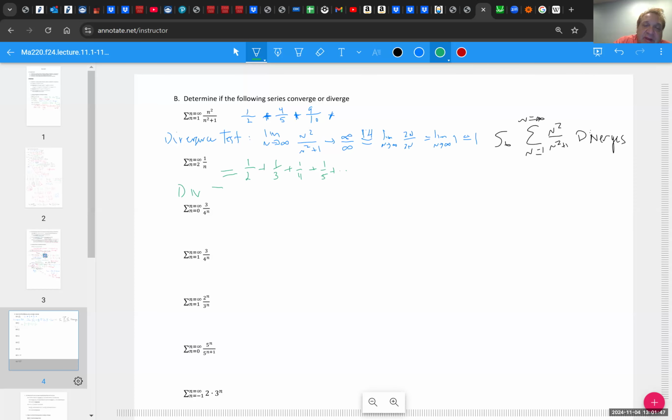I'll call it the div test because I'm lazy and don't want to write the whole word. We take the limit as n goes to infinity of the sequence 1 over n. Well, that's going to be just 1 over infinity, which is 0. So the limit of the sequence is equal to 0. So what does that tell us with the divergence test? Let's go back and look at the divergence test real quick.